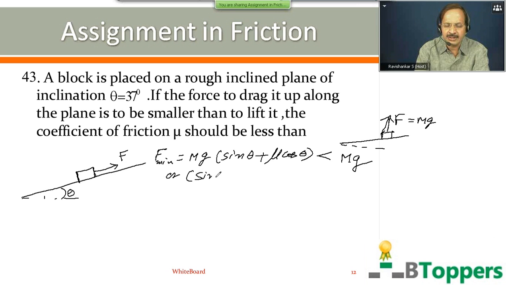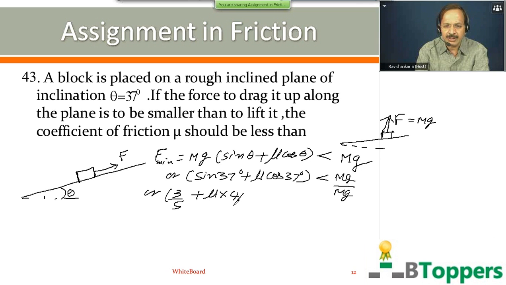So with theta given to be 37 degrees, sin 37 degrees plus mu cos 37 degrees is less than mg by mg, which is 1. Sin 37 degrees you can write as 3 by 5. Cos 37 degrees equals 4 by 5. So mu into 4 by 5 is less than 1 minus 3 by 5.